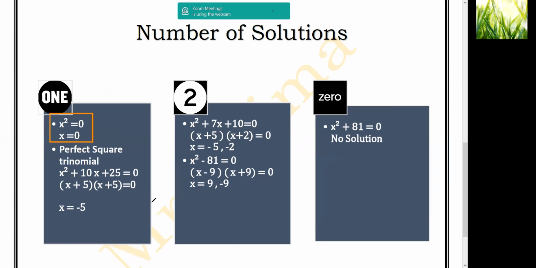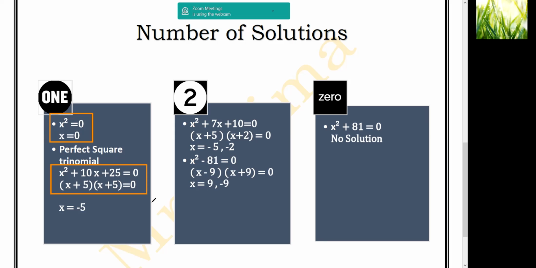Another case is if you have a perfect square trinomial, like x squared plus 10x plus 25. When you factorize it, you have x plus 5 and x plus 5. So if you choose one of them, you will have x equals negative 5. So in these two cases, we have only one solution: if x squared is 0 or if it is a perfect square trinomial.